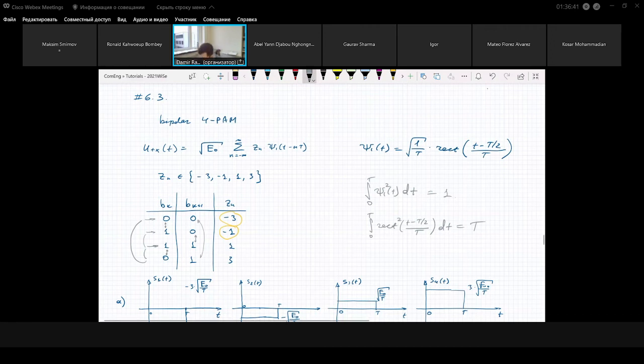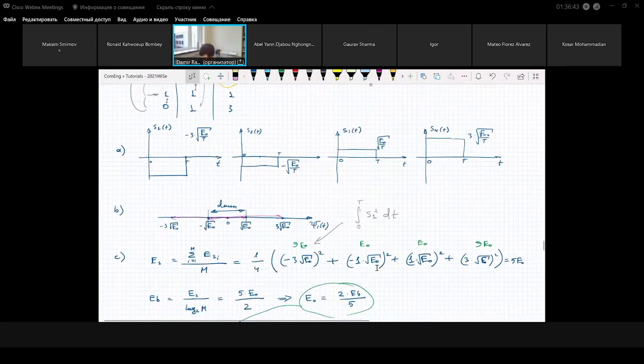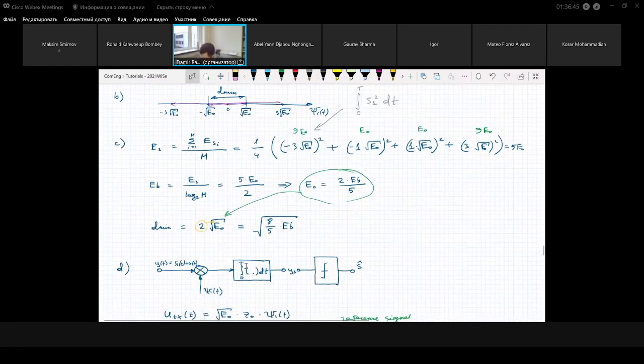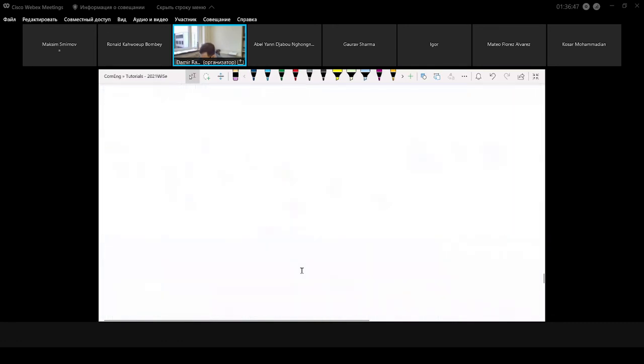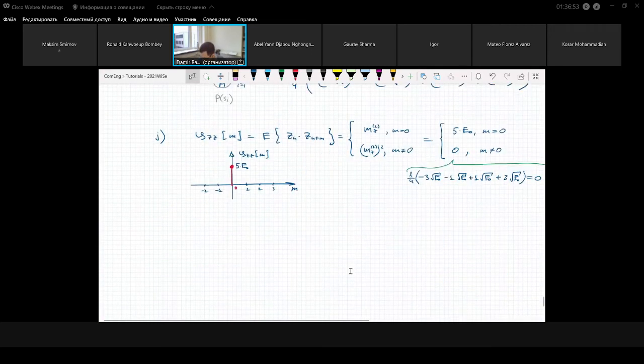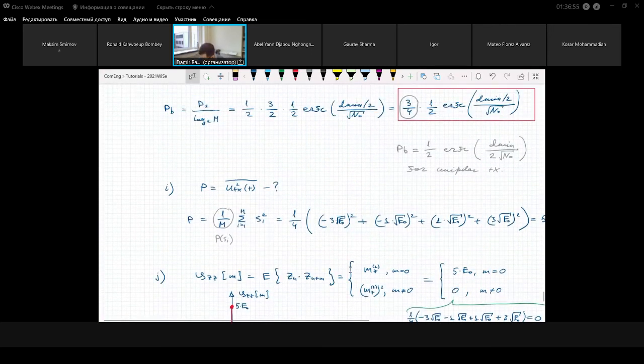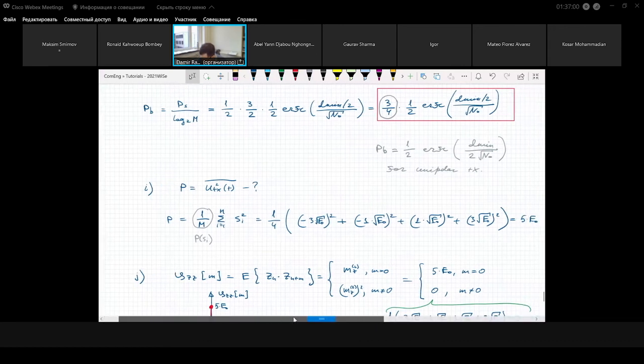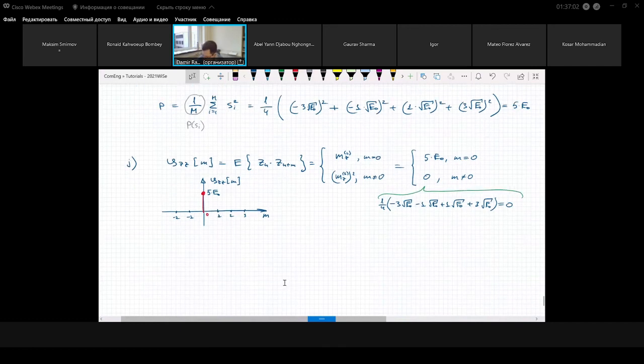but be careful because the meaning might be different. For part C, we were talking about the energy of the whole signal, but now we're talking about power, and we don't take into account the duration of our signal. This is the difference, but I agree that the numbers are actually the same. Okay, I hope I answered this question.